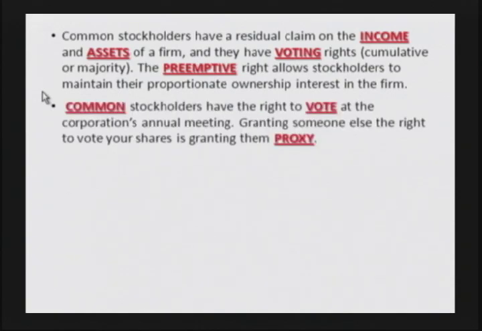Common stockholders have the right to vote at the corporation's annual meeting. They elect the board of directors. They would vote on mergers and other significant changes to the corporation. Granting somebody else the right to vote your shares is referred to as granting them proxy. And a lot of stockholders don't go to the annual meeting. They just sign their proxy card and let somebody else who's going to be at the meeting vote their shares.